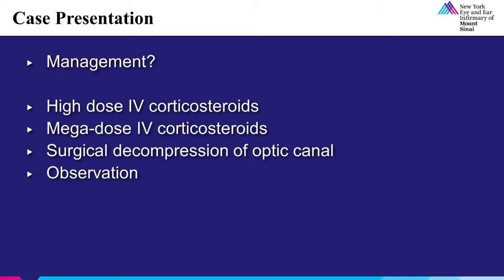The options for management of traumatic optic neuropathy may include high-dose intravenous corticosteroids, megadose intravenous corticosteroids, surgical decompression of the optic canal, or observation only. Prior to making any recommendations for this patient, one must first understand the pathophysiology of traumatic optic neuropathy, as well as review the evidence base for its management.